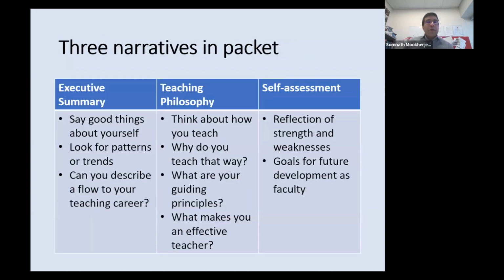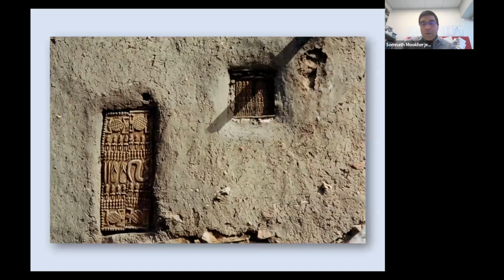So the third narrative in the packet is not part of the teaching portfolio, but is part of a promotion packet. I just wanted to put it there so you at least are aware. It's the self-assessment, a bit of reflection and goals, but that's not part of the teaching portfolio. Okay, any questions so far?